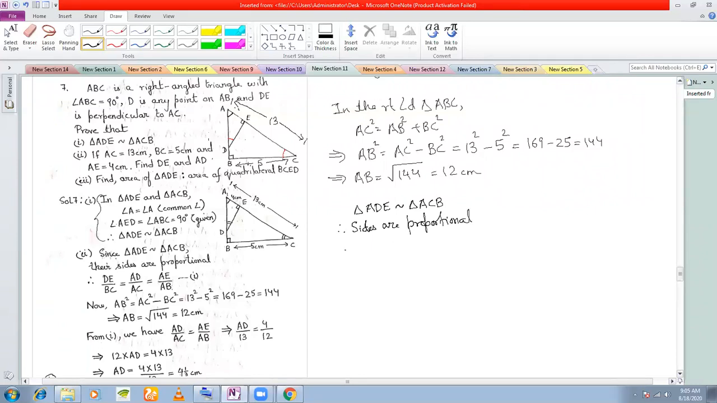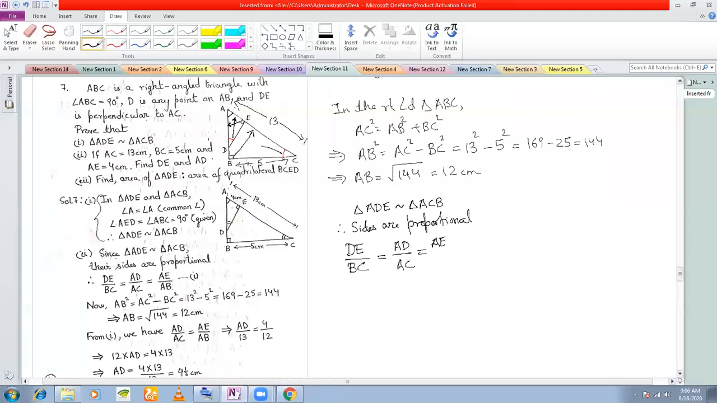Opposite to your common angle in the smaller triangle is your side DE. In the larger triangle, you have the side opposite to the black angle, or the common angle, the side BC. Opposite to the right angle in the smaller triangle, this right angle, you have the side AD. Opposite to this angle, you have the side AC. Opposite to the red angle in the smaller triangle, you have the side AE.